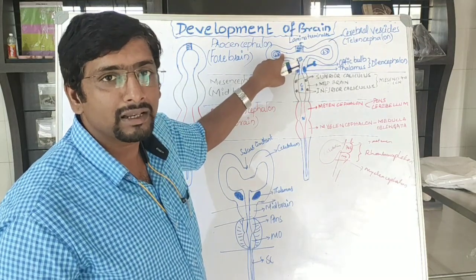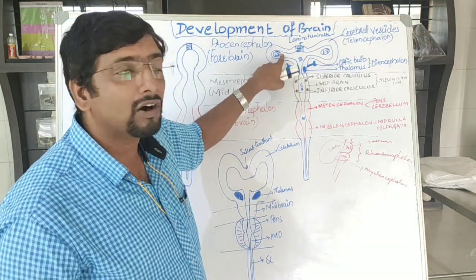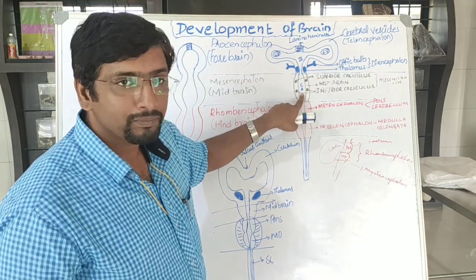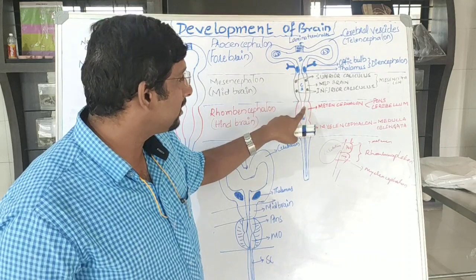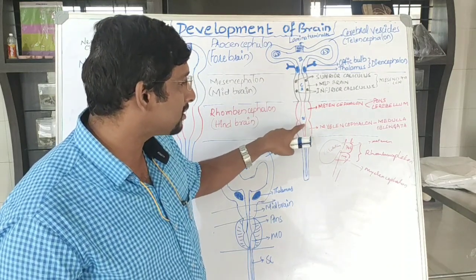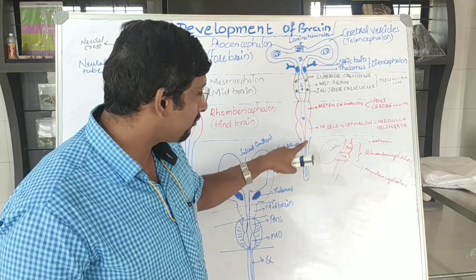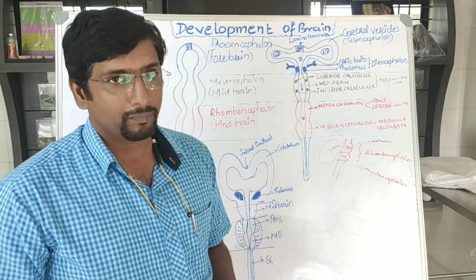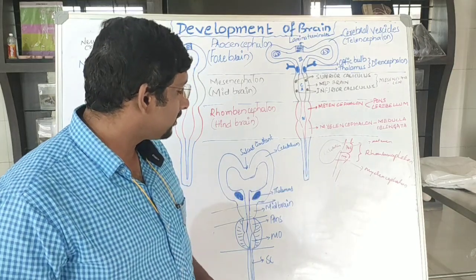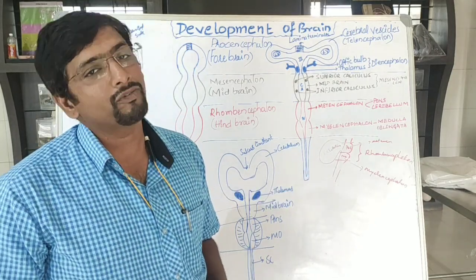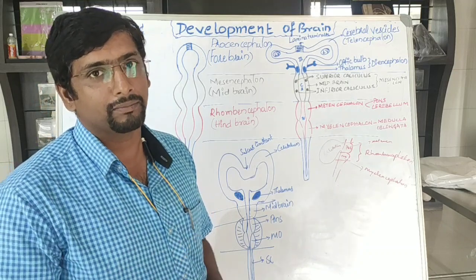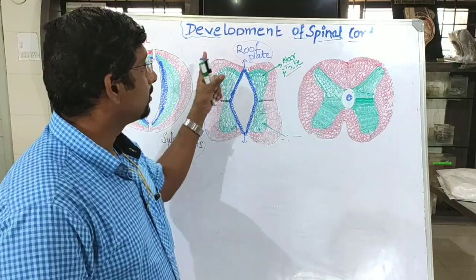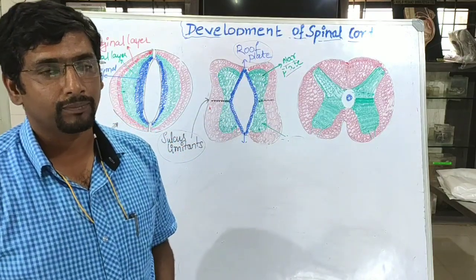The cavity within the cerebrum develops and is called the lateral ventricles, the cavity of the midbrain is called the cerebral aqueduct, and the cavity of the hindbrain forms the fourth ventricle. Further, the cavity in the spinal cord forms the central canal. This is a very brief account of the development of the brain and its parts from the cranial part of the neural tube. Now, the development of the spinal cord.